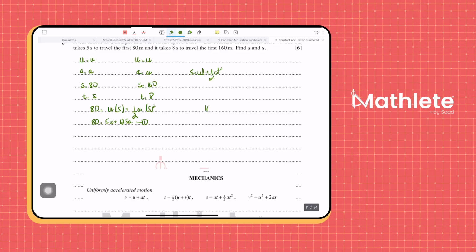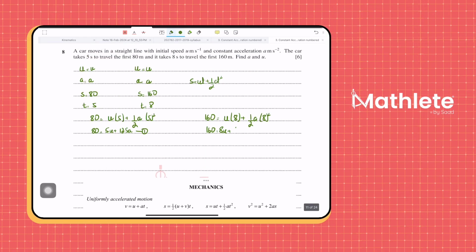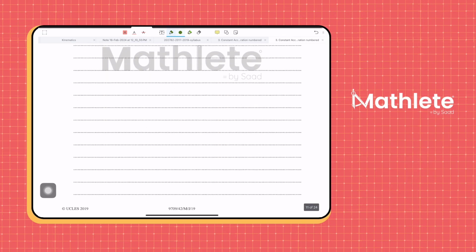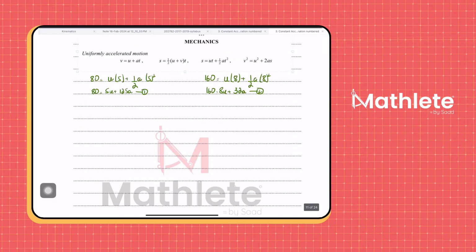Now let's use 160 meters, which is equal to u into 8 plus 1 upon 2 into a into 8 squared. So 160 is equal to 8u plus 8 squared is 64, 64 upon 2 is 32, so 32a. Solve these two equations simultaneously. Notice you have plenty of space, and then find the value of a and find the value of u.